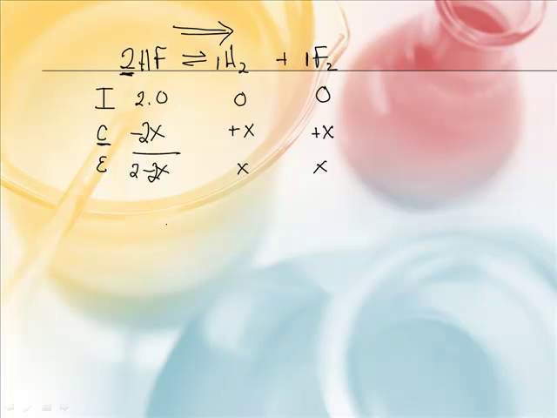Okay, so now we can use our K expression. This would be a Kc because we're dealing with molarities, or concentrations. It would be equal to the concentration of the hydrogen times the concentration of the fluorine over the concentration of the hydrofluoric acid.